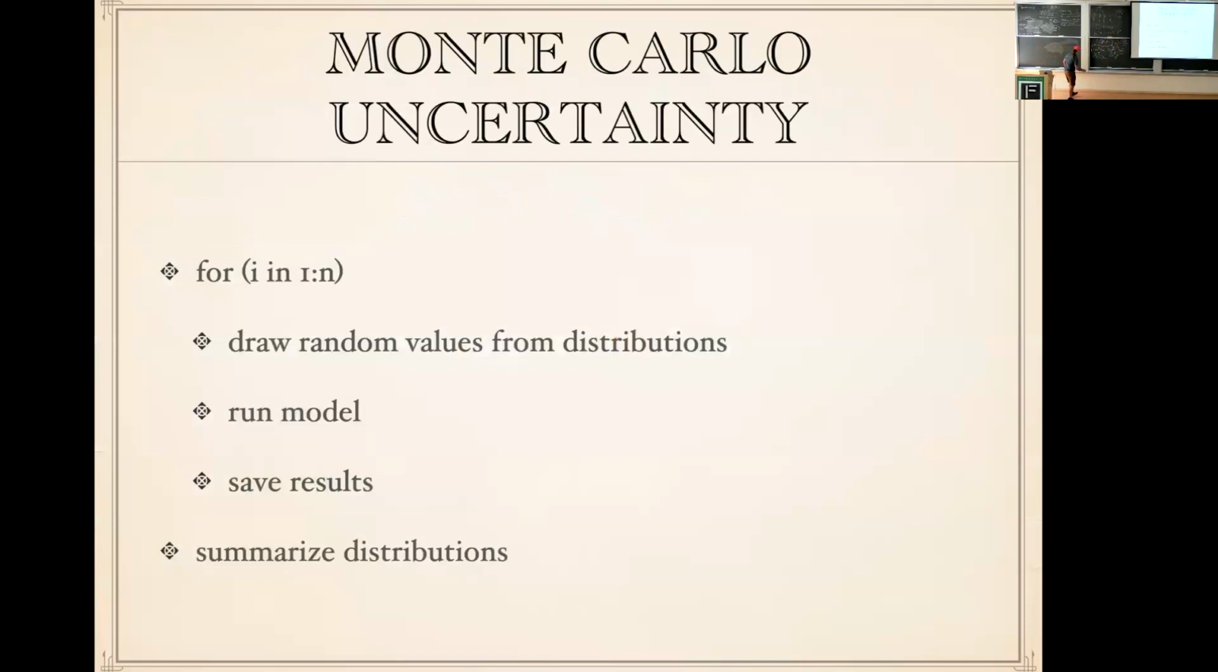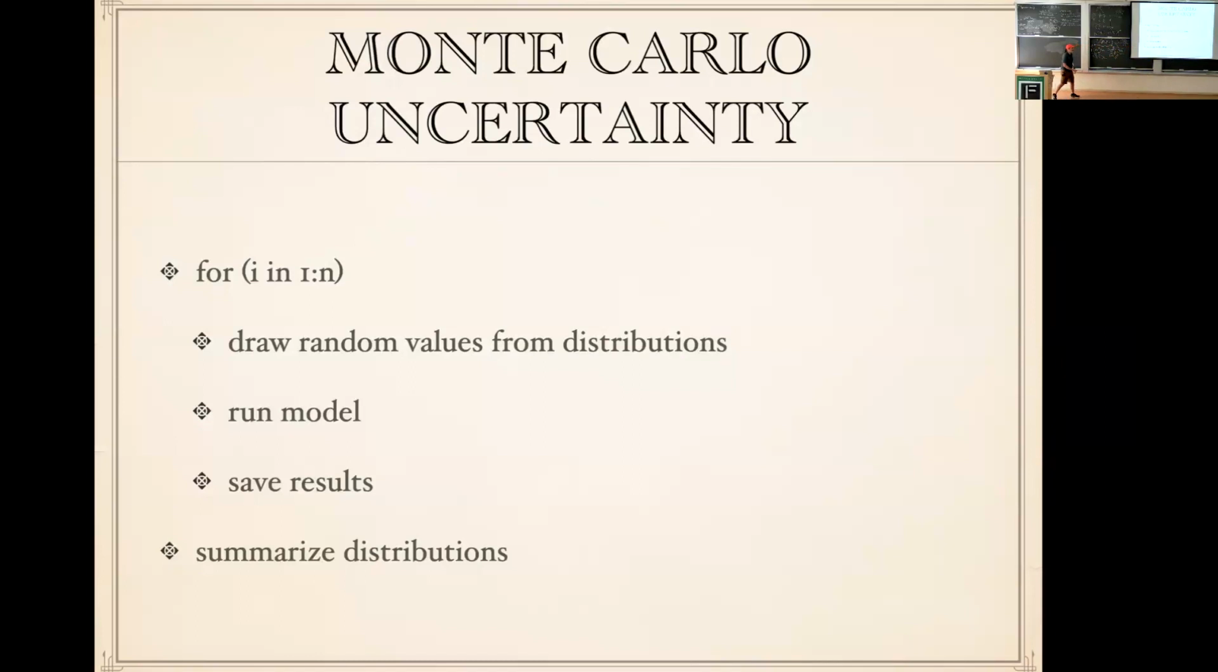Okay, so how do you do this in practice? It is an incredibly simple algorithm. You set up a loop, or if you're being really clever these days, you do something in parallel. You draw random values from the input distributions, you run your model, you save your results.